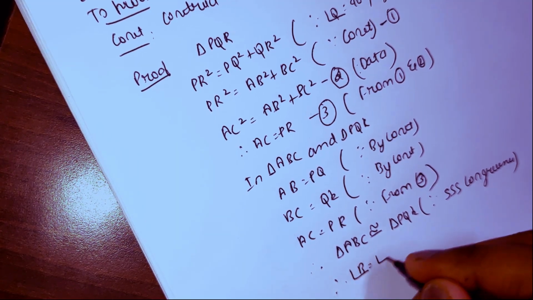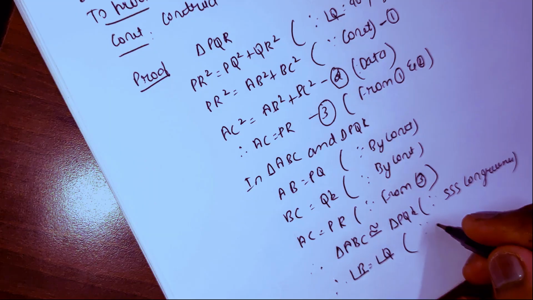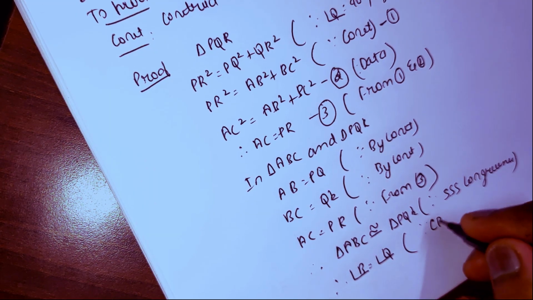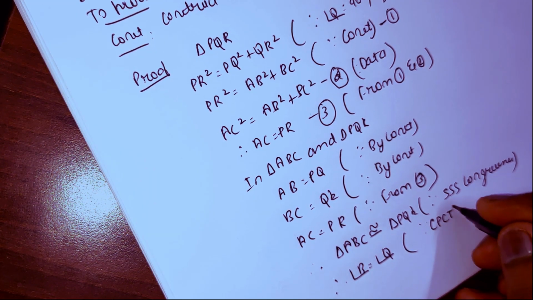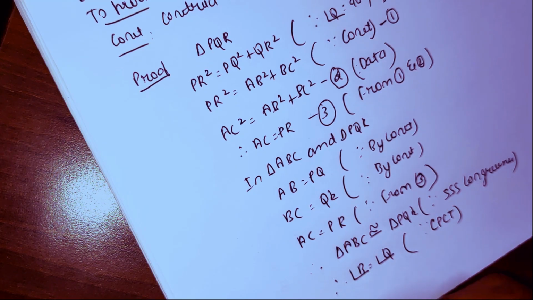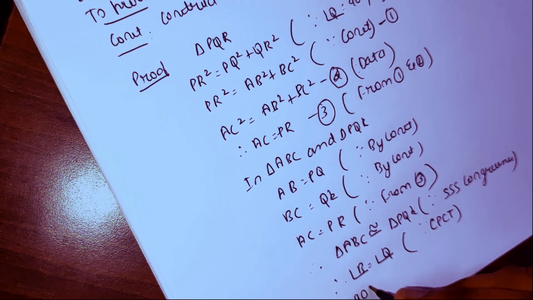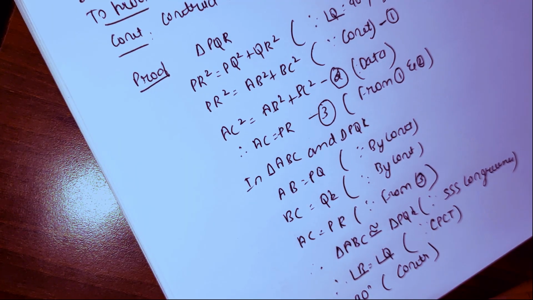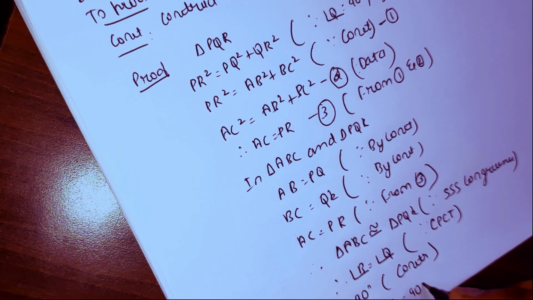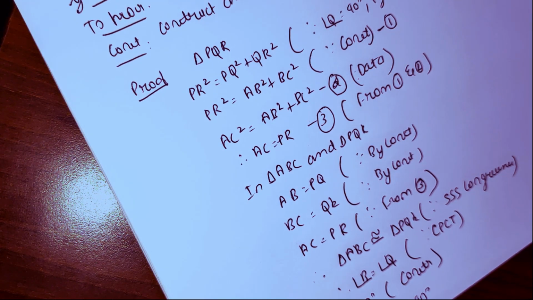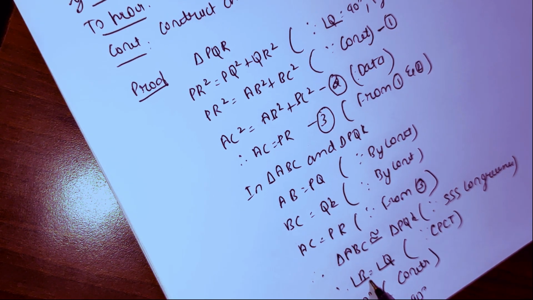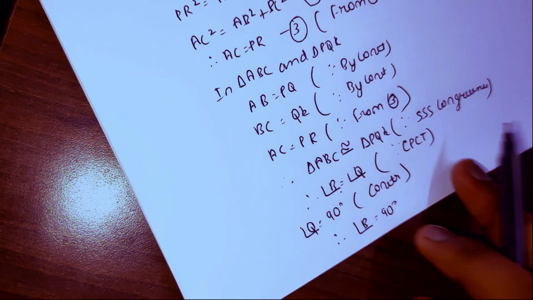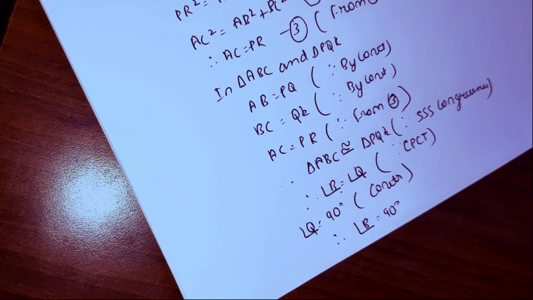Therefore, angle B is equal to angle Q by corresponding parts of congruent triangles. We know that angle Q is equal to 90 degree, that is by construction. So therefore angle B is equal to 90 degree.